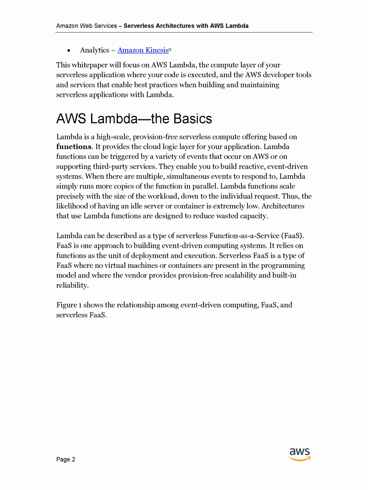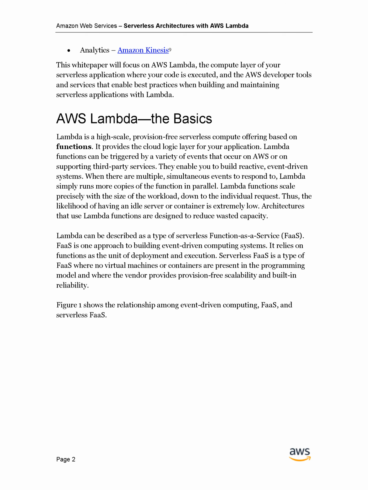AWS Lambda, the basics. Lambda is a high-scale, provision-free serverless compute offering based on functions. It provides the cloud logic layer for your application. Lambda functions can be triggered by a variety of events that occur on AWS or on supporting third-party services. They enable you to build reactive, event-driven systems. When there are multiple, simultaneous events to respond to, Lambda simply runs more copies of the function in parallel. Lambda functions scale precisely with the size of the workload, down to the individual request. Thus, the likelihood of having an idle server or container is extremely low. Architectures that use Lambda functions are designed to reduce wasted capacity.